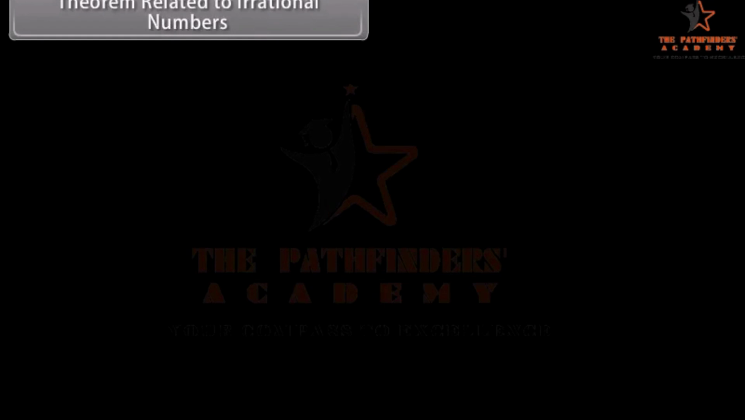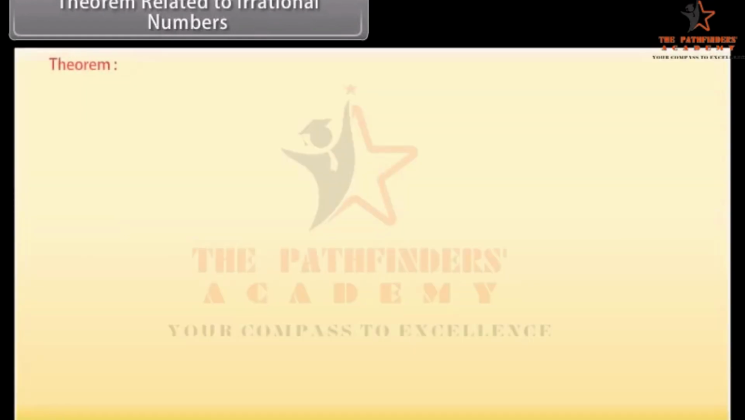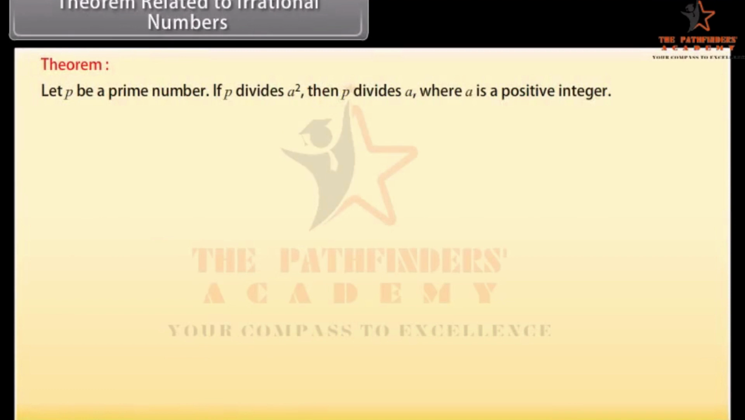Theorem related to irrational numbers. Theorem: Let p be a prime number. If p divides a squared, then p divides a, where a is a positive integer. Let us prove this theorem.